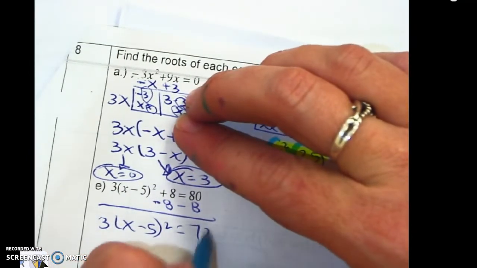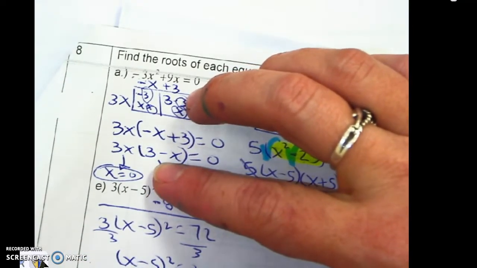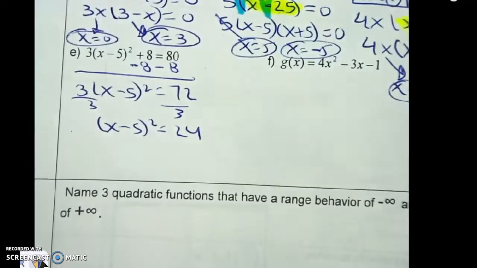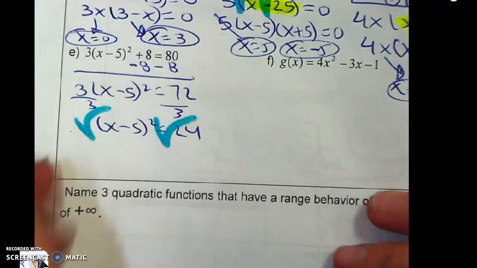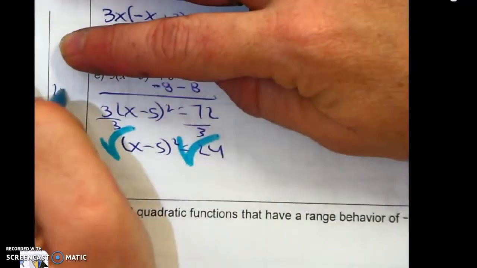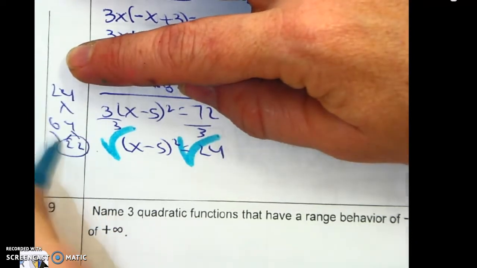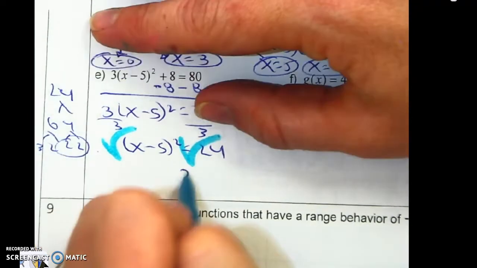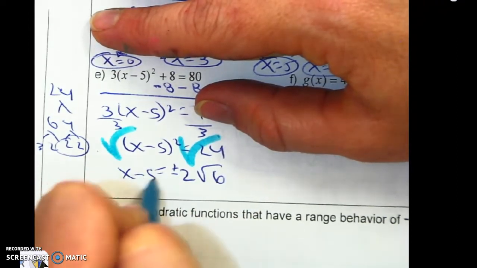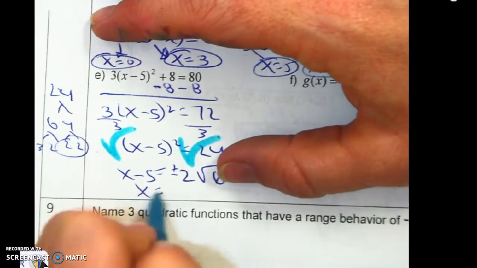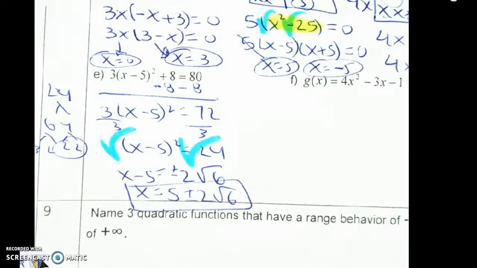Divide by 3. Now that it's set up all pretty for me, square root, do my little tree. I'm going to tree it over here. 24, 6, 4, 2, 2, double, 3, 2, not a double. So 2 rad 6 plus or minus equals x minus 5. Add 5 to both sides. And there's my answer. Okay?